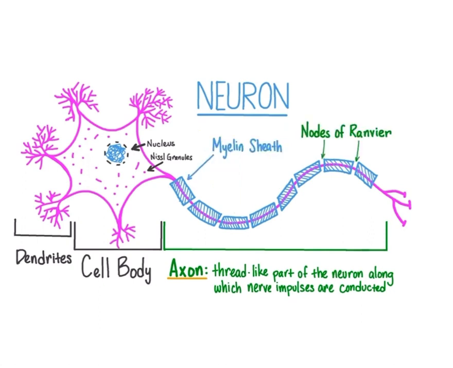You may notice that the myelin sheath is not continuous, and instead there are small unmyelinated gaps between each myelin sheath. These are the nodes of Ranvier. The nodes of Ranvier help to increase the speed of conduction of the nerve impulse as it travels along the axon towards the axon terminal.